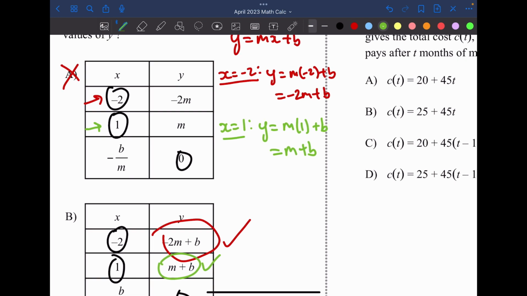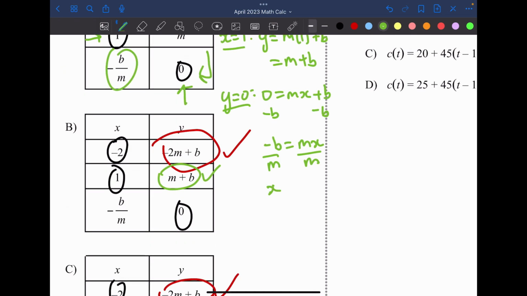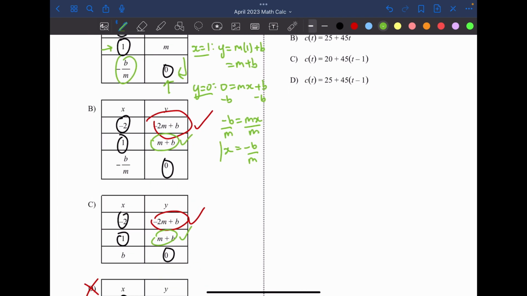But yeah, now let's do the exact same thing, but this time we're going to solve for x because we have y. Okay, so if y is equal to 0, we would have that 0 is equal to m times x plus b. If you want to solve for x, we're going to subtract b from both sides. You're going to get that negative b is equal to mx. Then divide both sides by m. You're going to get that x is equal to negative b over m. Okay, let's look at both options. If x is negative b over m, we have that for option b, but for option c, this is wrong because it only says b. So therefore, the answer must be b.